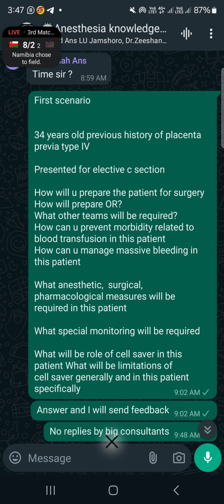Cell saver I have already discussed. They can ask you in this question even about cell saver. They can ask you about what is placenta previa type 1, 2, 3, 4, what is increta, percreta.